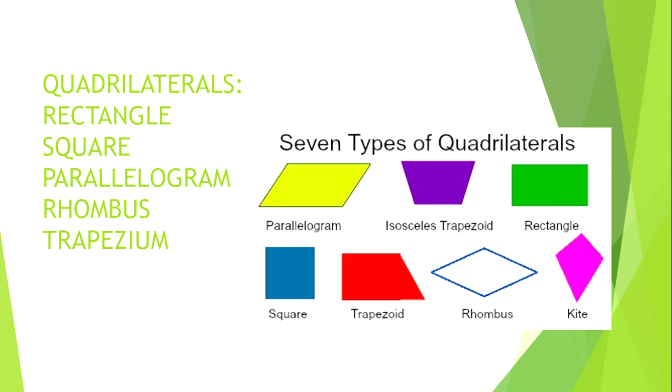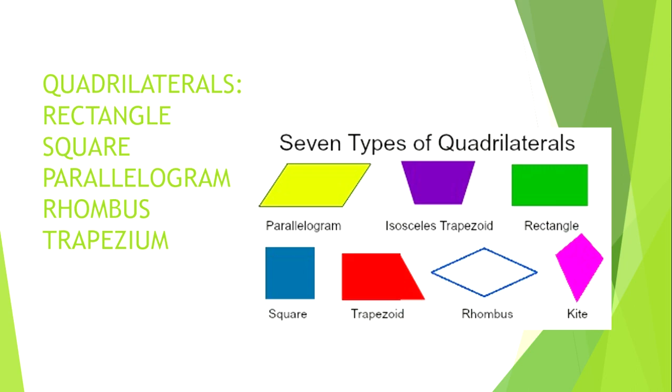The next one is parallelogram. A parallelogram is a quadrilateral in which both the pairs of opposite sides are equal and parallel and opposite angles are also equal. Rhombus is a parallelogram in which all the sides are equal and opposite sides are parallel and all opposite angles are also equal.